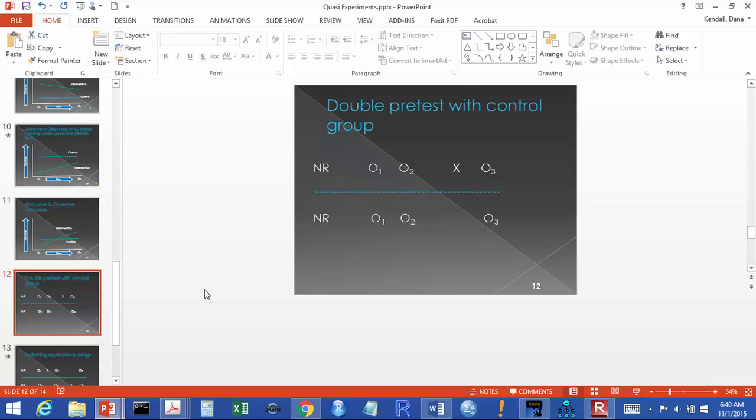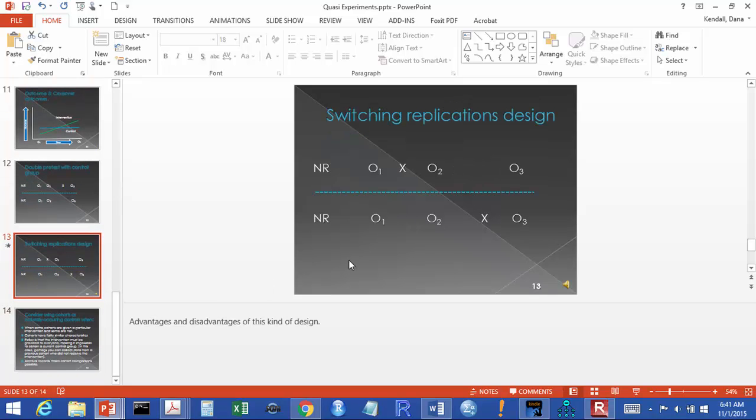Okay, so this is the double pretest with control group. And another option that you can do is a switching replications design, and I'll let you refer to SCC for the advantages and disadvantages of this. We can talk more about it in class, but this is basically where we have one group getting the intervention, and we compare time 1 to time 2, and we want this group to do better on top because they got the intervention, and then from time 2 to time 3 we'll implement it in the next group, and then we'll be comparing.